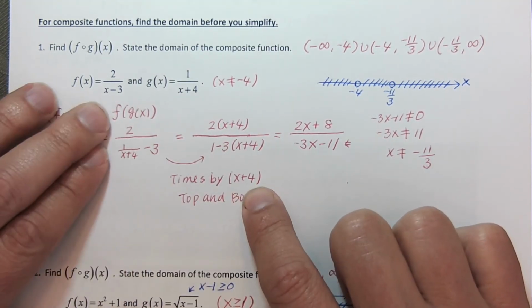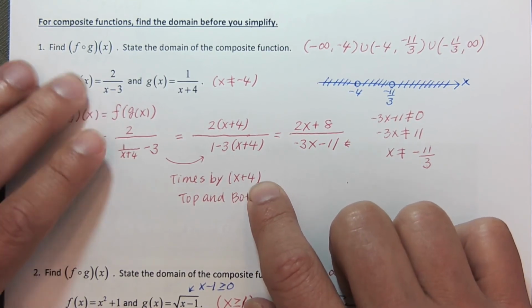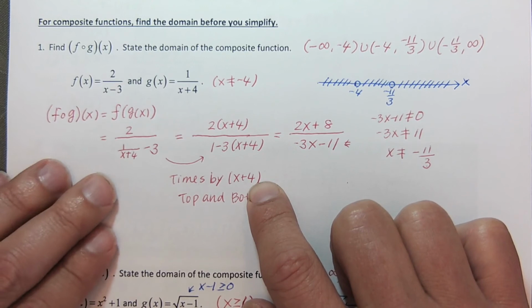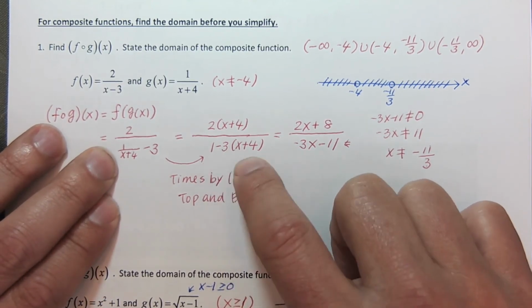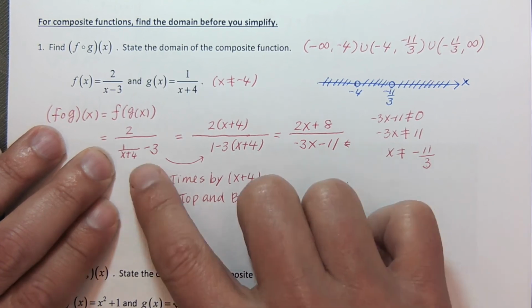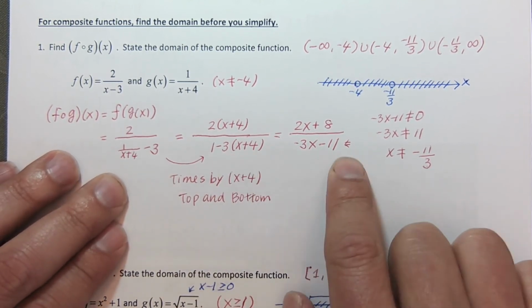To simplify the complex fraction here, we're going to multiply both the numerator and denominator by x plus 4. So x plus 4 times 2 is here. x plus 4 times this is just 1. They reduce, they cancel one another. And x plus 4 times negative 3 is here. Distribute and combine, and we're here.